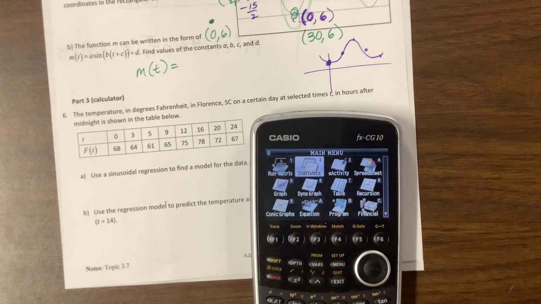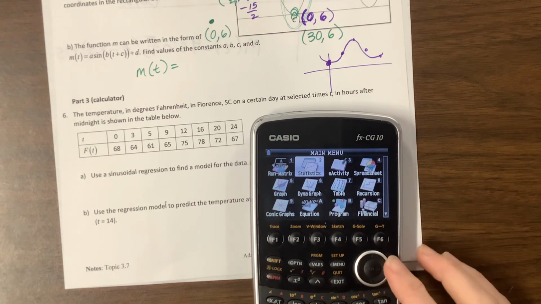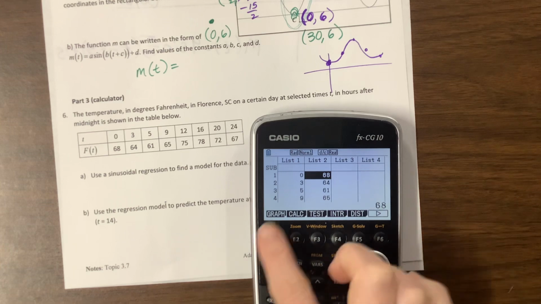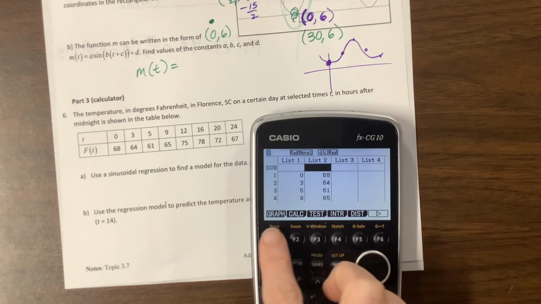I went under statistics. We have done a number of regressions already. So if you're new to me, go find some other of my videos that make you a little more familiar with the CASIO, or figure out how to do it on the TI, because it'll work there too. Okay, so when I'm in here in statistics, I have all my data in, and I go to graph.